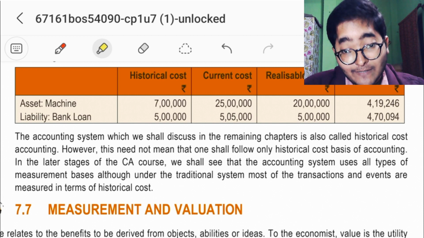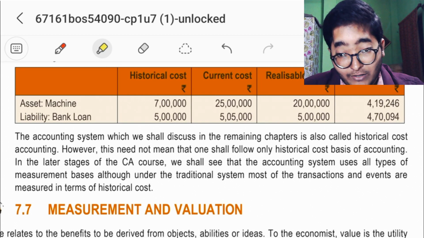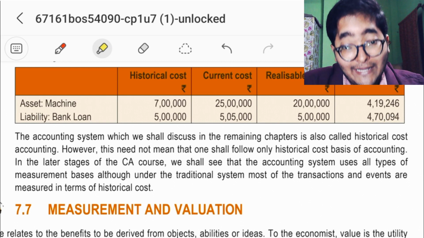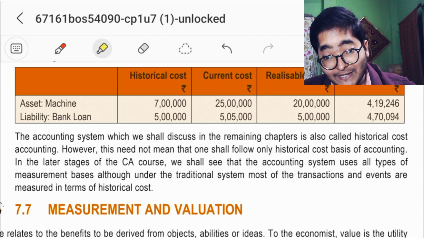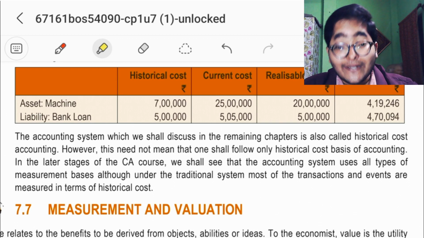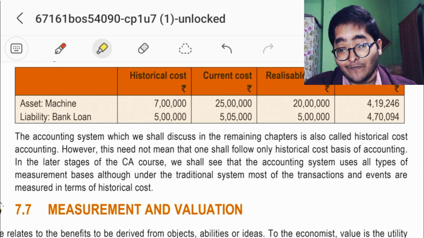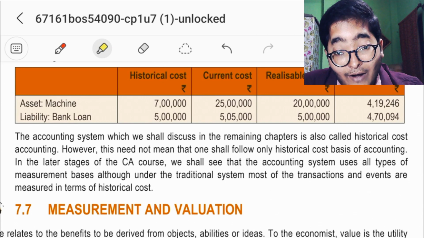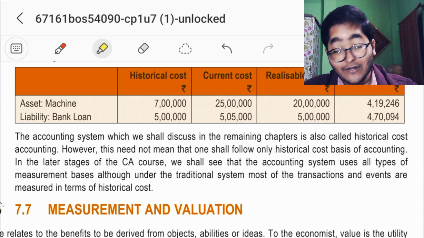The accounting system, which we shall discuss in the remaining chapters, is also called historical cost accounting. However, this need not mean that one shall follow only historical cost basis of accounting. In the later chapters of the CA course, we shall see that the accounting system uses all types of measurement basis, although under the traditional system, the transactions and events are measured in historical cost basis only.